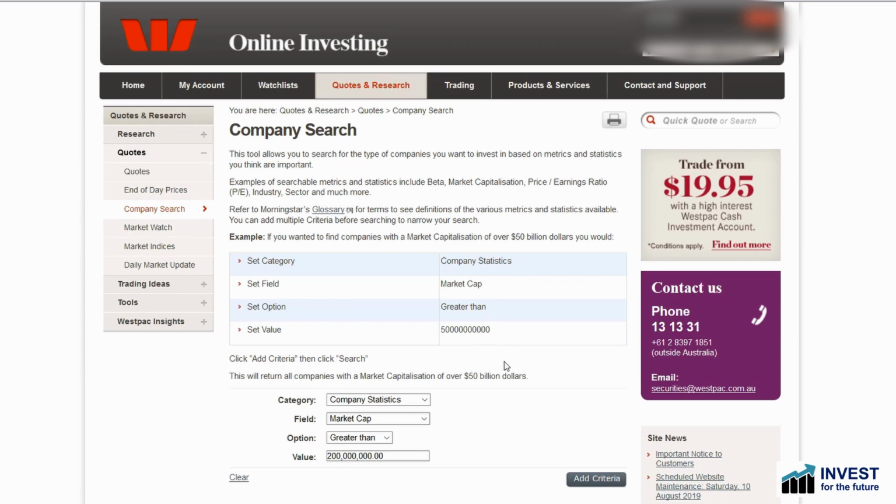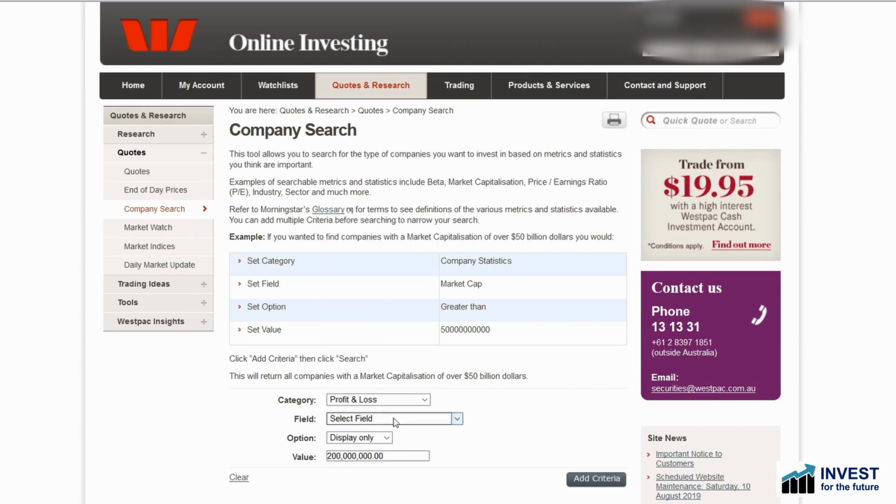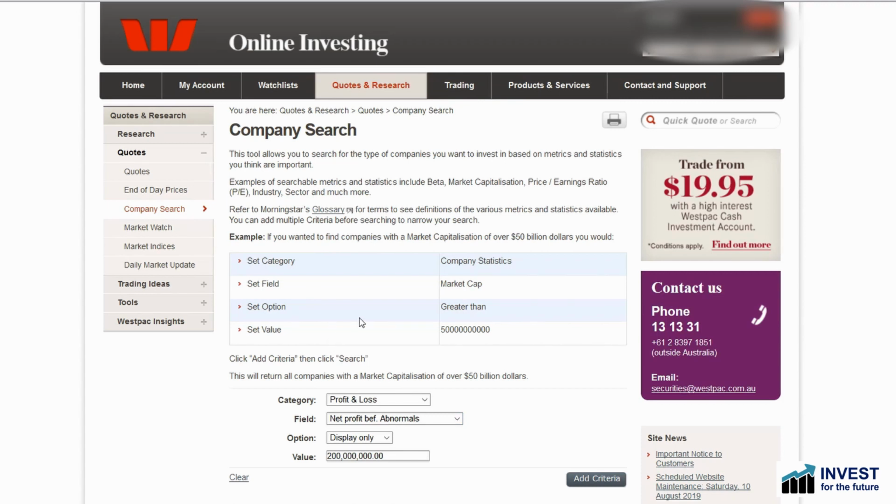Next thing we need to get is the net profit before abnormals. So we're going to come into the profit and loss section. From that field, select net profit before abnormals, and we actually need this to be greater than 0 because we are not interested in putting our money into companies that don't make a profit. So we'll add that criteria.